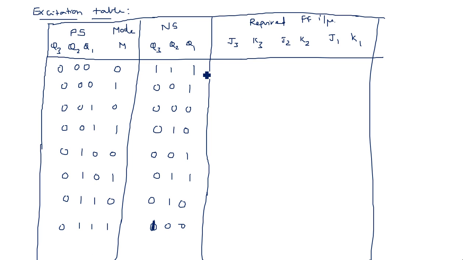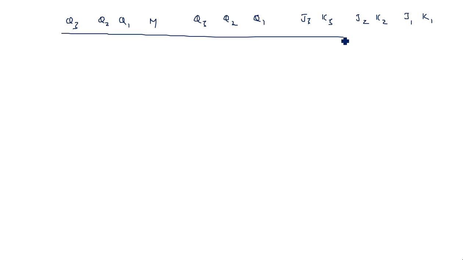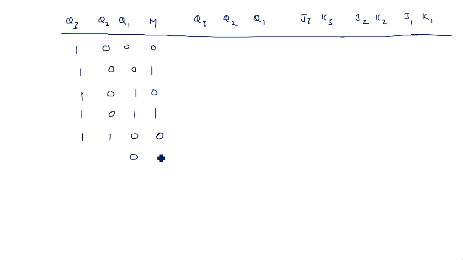100. And similarly, Q3, Q2, Q1, M, Q3, Q2, Q1, J3, K3, J2, K2, J1, K1. So 1000, 1001, 1010, 1011, 1100, 1101, 1110.